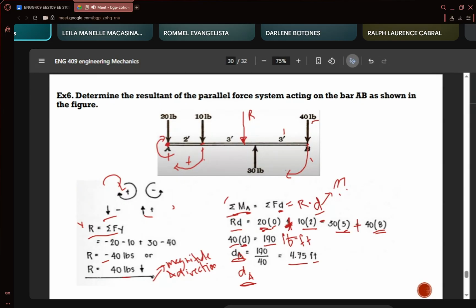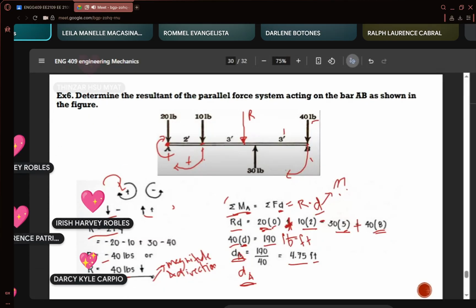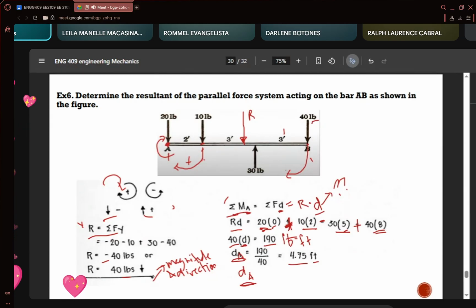So far, are you following how we get the resultant? Again, if we're dealing with the resultant of parallel forces, we need magnitude, direction, and position. So don't forget those three. If it's incomplete, you might not receive full marks or full points.